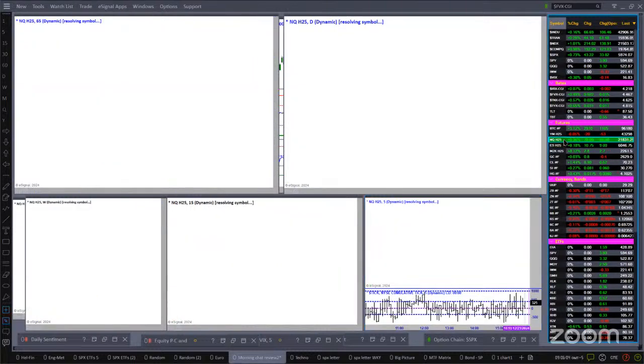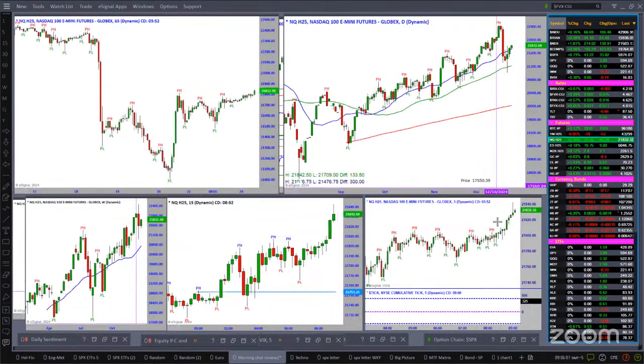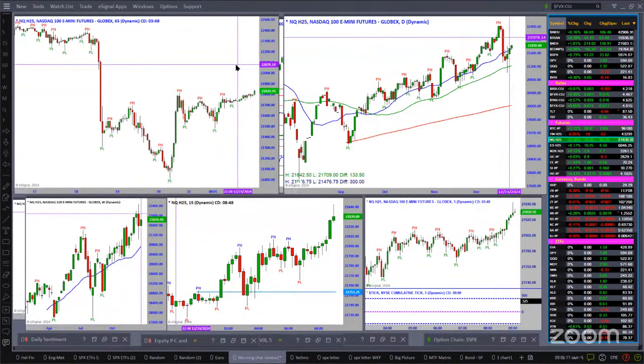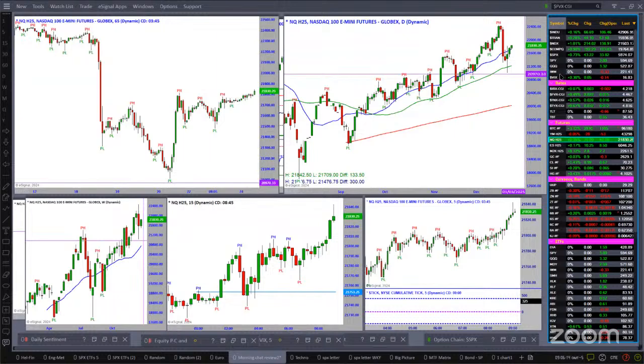All right. Now we look at the Qs. Broke out, topping tail bar, looks good. Little price void there, can go up. Same analysis, wash, rinse, repeat.